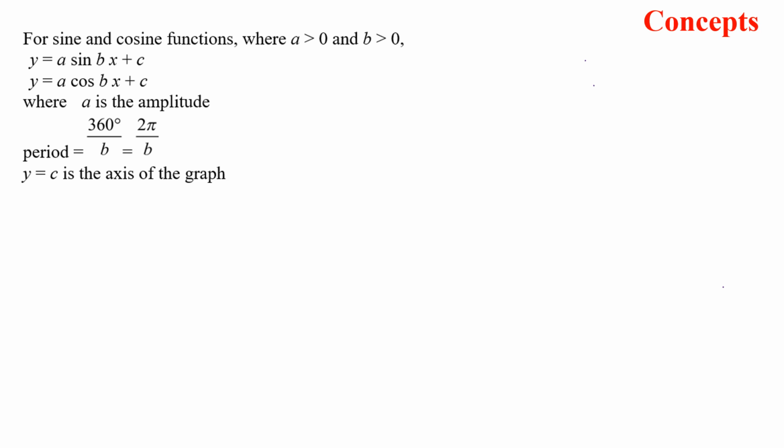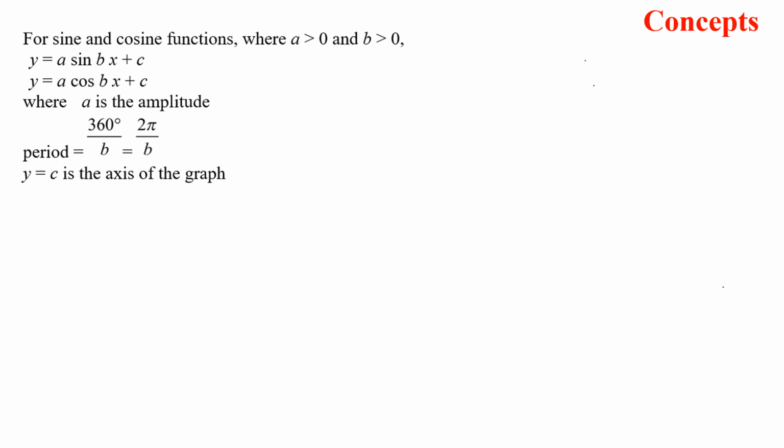To find the period, it's basically just taking 360 degrees divided by b, or 2 pi divided by b. But since we're on this topic of trigonometric functions, we'll be using most of the time 2 pi over b. We'll be using pi radians as the unit to measure the angle. And y equals c. This y equals c, be very careful.